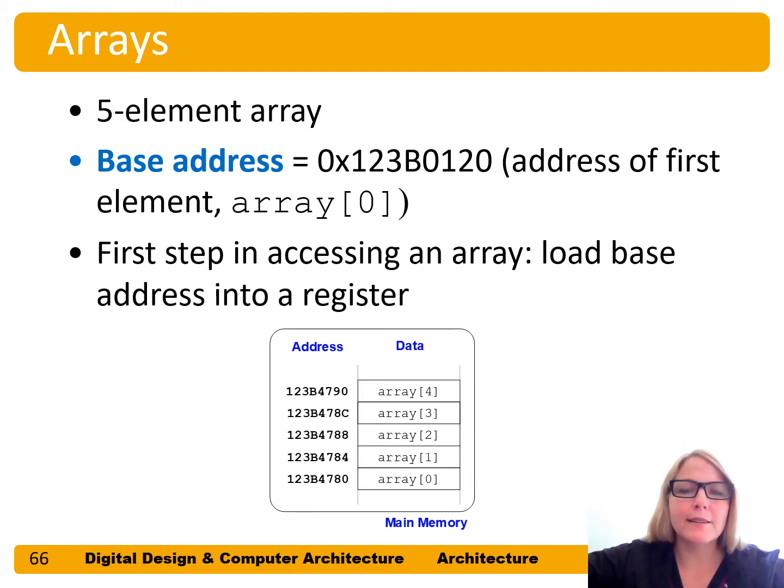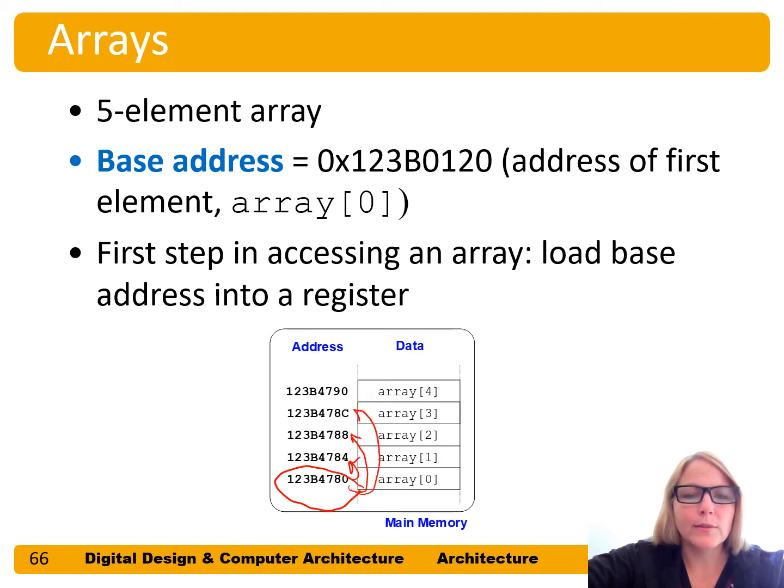So our first step in accessing an array is to load that base address, and then we can access it using an offset. So that base address plus 4 gives us the next element, base address plus 8, element 2, base address plus 12, and base address plus 16.